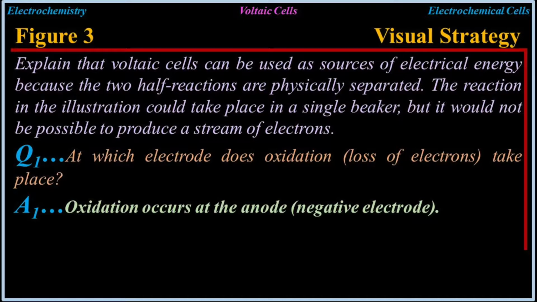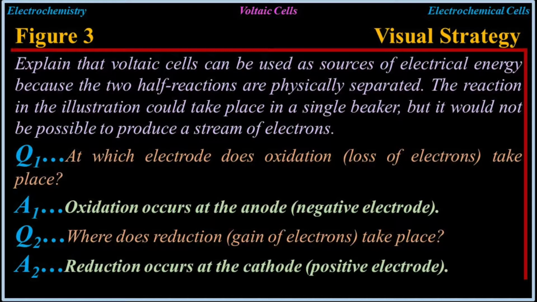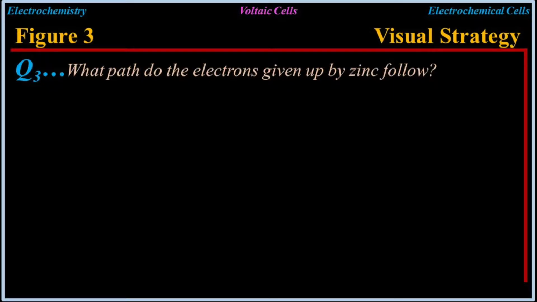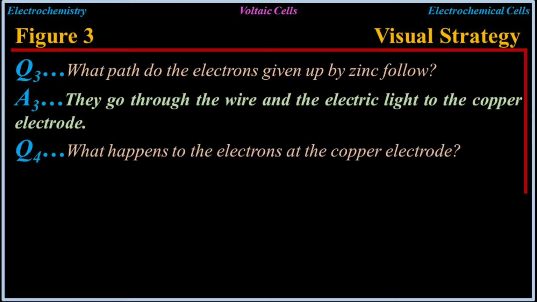Oxidation occurs at the anode, or the negative electrode. Where does reduction, gain of electrons, take place? Reduction occurs at the cathode, or positive electrode. What path do the electrons given up by zinc follow? They go through the wire and the electric light to the copper electrode. What happens to the electrons at the copper electrode?